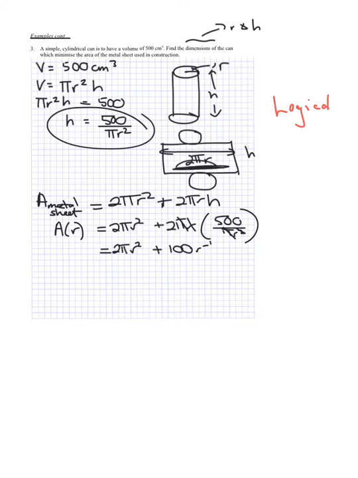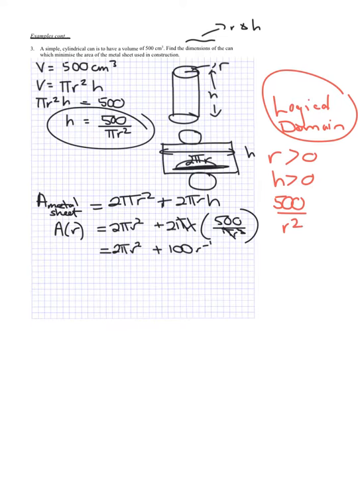I didn't do my logical domain. Remember, my logical domain has to make sense. How is this going to make sense? Well, the radius has to be greater than 0, doesn't it? The height has to also be greater than 0 because they're dimensions. But we also know that the height can be written as 500 over r squared, so that's got to be greater than 0, and that will be greater than 0 as long as r is greater than 0. So that is true for all r greater than 0. So therefore r has to be greater than 0, which we already knew.